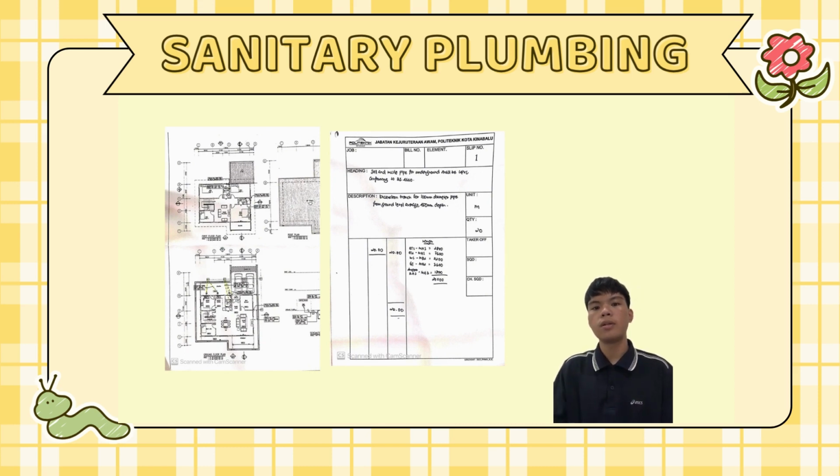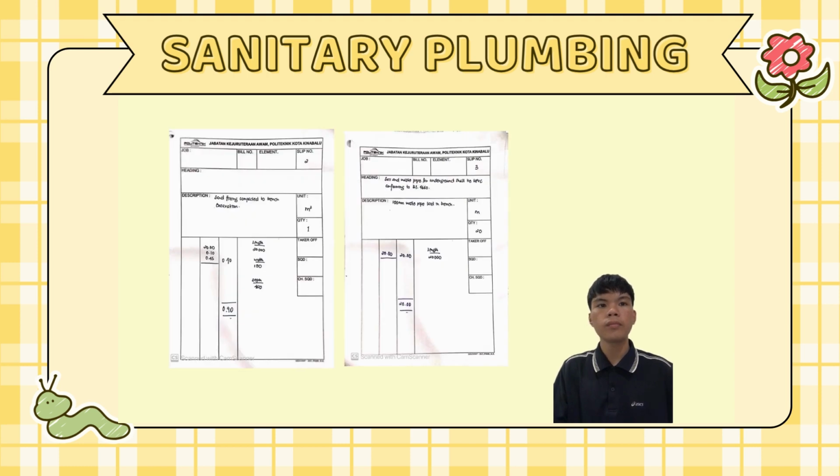The next one is sand filling compacted to trench excavation, unit in meter cube. So the length, we use the previous length times width 100 and times depth 450. So the quantity is 0.9. So we take as 1.